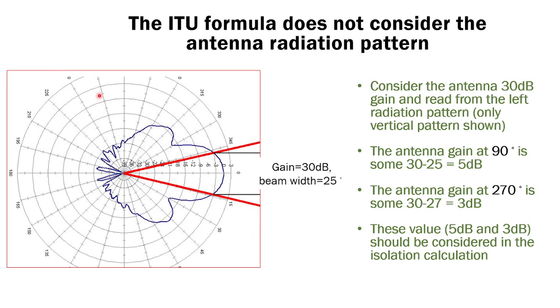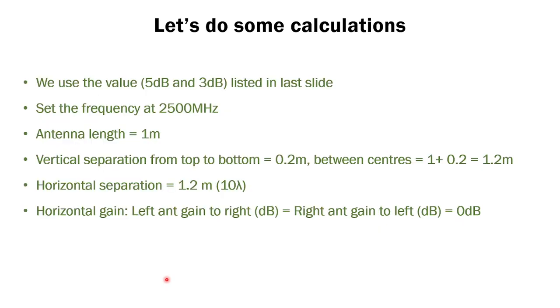As just mentioned, this is a vertical radiation pattern. Similarly, we can check the horizontal radiation pattern to get the gain from the right antenna to the left antenna, or the left antenna to the right antenna, similar to what we discussed here. We're not going to discuss the horizontal pattern here, and you can check it by yourself later to get some examples. So we use these conditions for calculation.